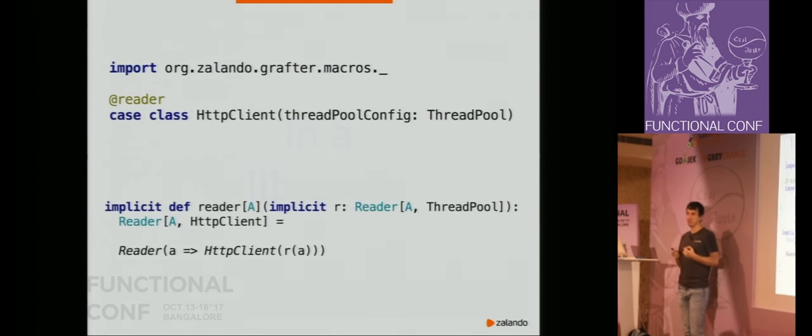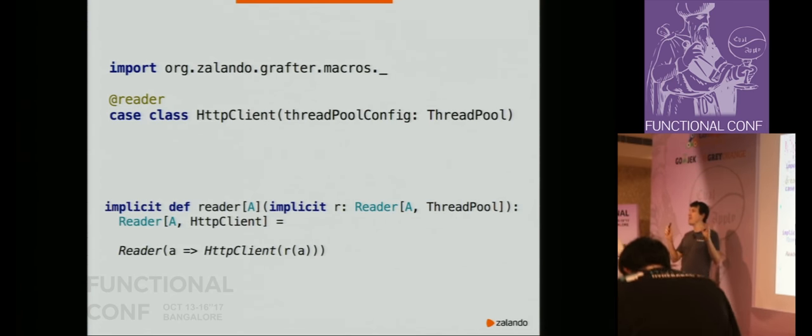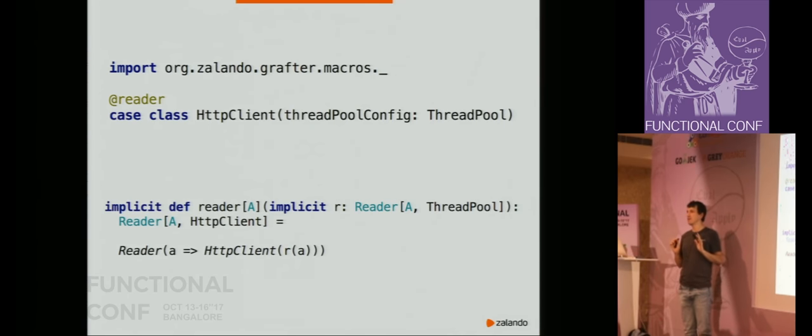So actually it is, because the reader annotation is slightly smarter than this, and what it does is create a reader that says, I can build an HTTP client provided that you know how to extract a thread pool from an A. And I don't really care what the A is. So in our context, it's the application config. In another context, it could be something else. So this implicit here is just a requirement that says, provided that you know how to extract it from A, I know that then I can build from that A an HTTP client. So this is a solved problem. This is not a problem. And that's cool, because we also extracted some of the components in two libraries, and now we're able to reuse them.